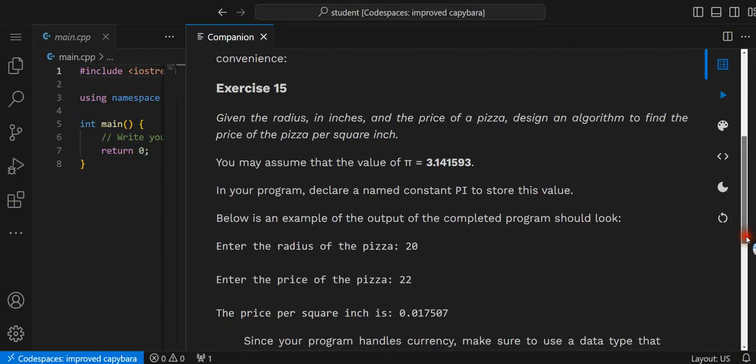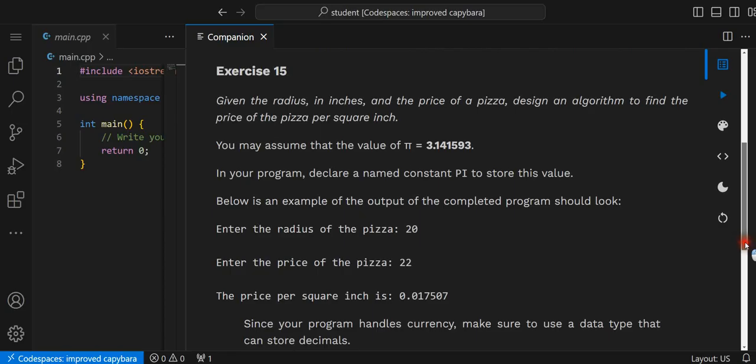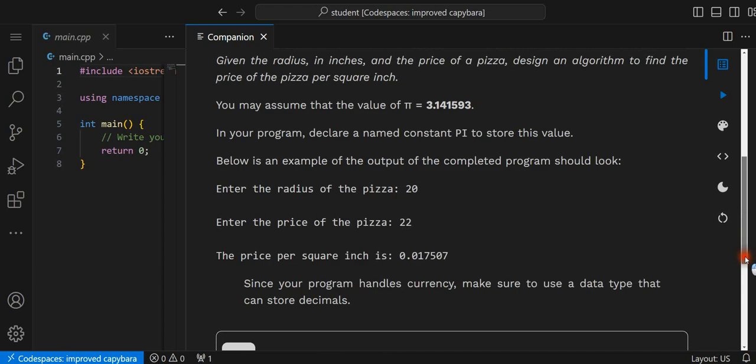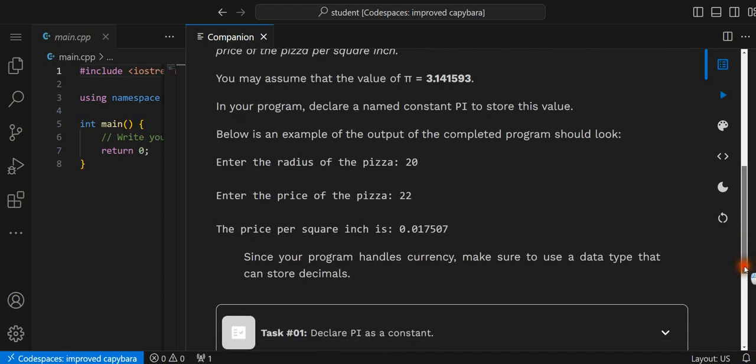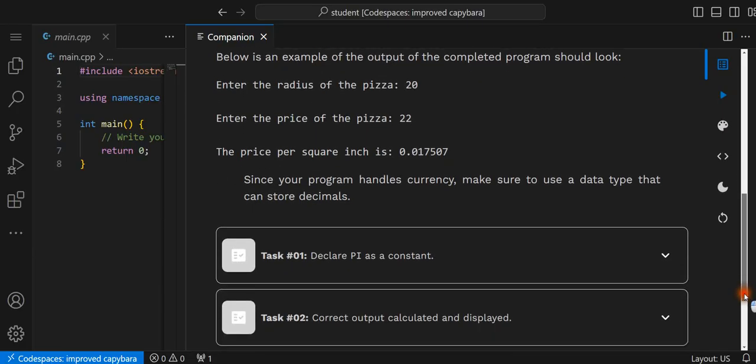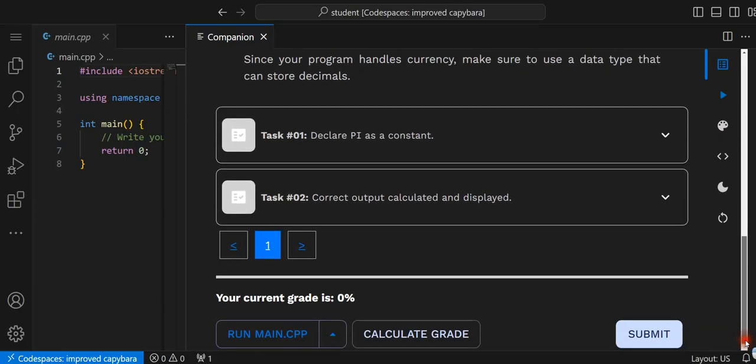Enter the radius of the pizza, 20. Enter the price of the pizza, $22. The price per square inch is 0.017507. Since your program handles currency, make sure to use a data type that can store decimals, which is double. Alright, so let's go on over.